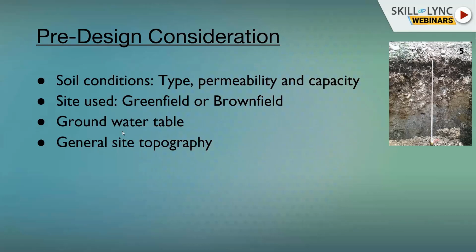Then the general site topography. As we have seen in the principle of the surface water management train, first prevention, then site control, then source control, then site control, and then regional control. So all these are a hierarchy, and it also starts from upstream to downstream. Upstream areas are usually high in elevation, and the downstream are usually low in elevation. So we have to see the general topography, and accordingly, we can plan these SuDS components.